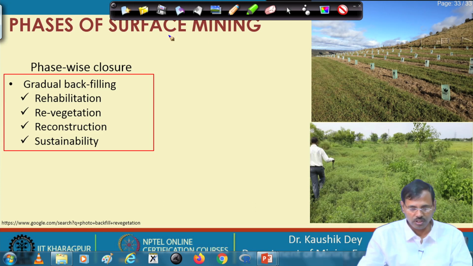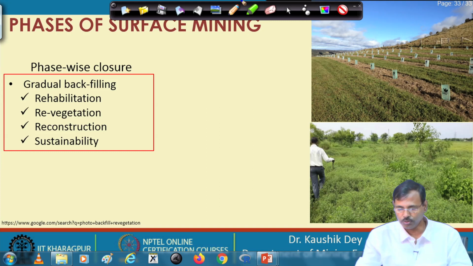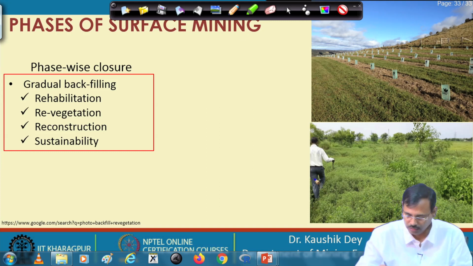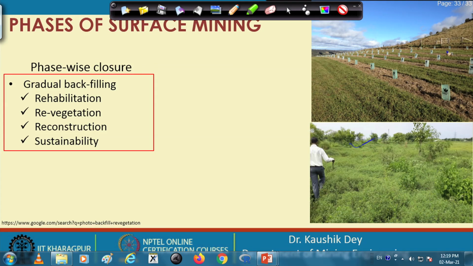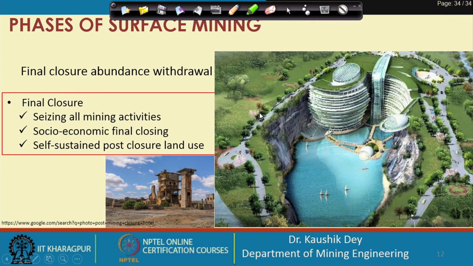So, this is very, very important, and phase-wise closing of the mine must be carried out. You can see the two photographs we are showing here. A beautiful vegetation has been created here. This is how the dump area is being maintained and managed using different plantation systems. And finally, the closing has to be carried out.